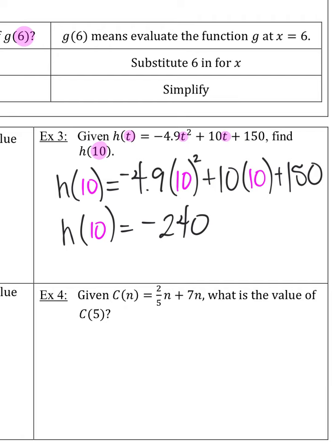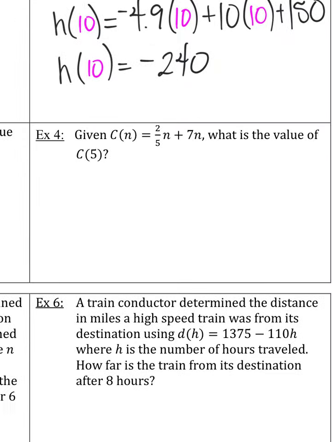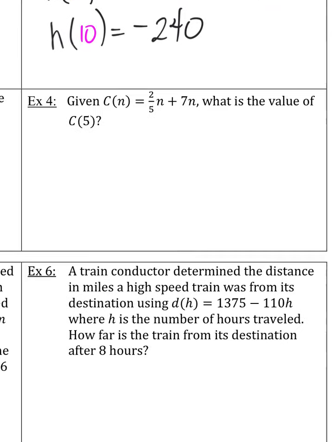If you didn't get it right, try it again. If you did, fantastic. Let's move on. We have example number 4. It says given C of n is equal to 2/5 n plus 7n. What is the value of C of 5?